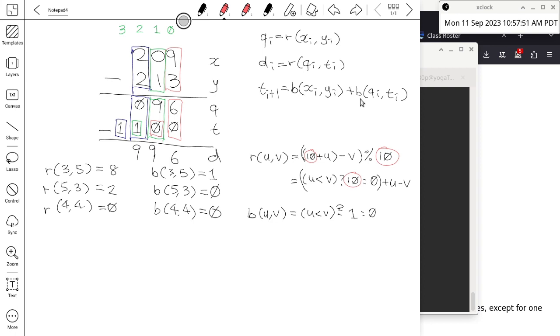So, which means if you want to perform base 2 multi-digit subtraction, all we need to do is to change the R function so that all the occurrences of 10 become 2s. The structure stays the same. How Q of I relates to XI, YI stays the same. How DI relies on QI and TI stays the same. And how we determine T of I plus 1 from everything other than D of I in the previous column stays exactly the same. Is that okay? All right.